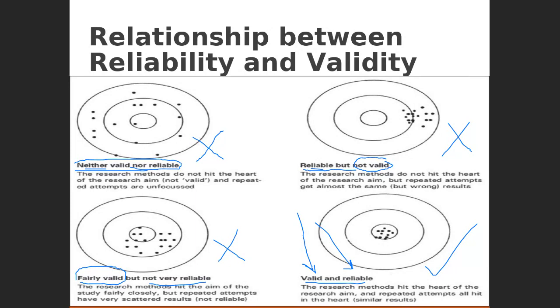So it produces the same result in multiple attempts. So it shows that the weight machine is reliable. Why? Because it is producing the same result in multiple attempts. And the weight machine is valid. Why? Because it is actually producing your actual weight. Your actual weight is being read by the weight machine. So we want our research instrument to be both valid and reliable.